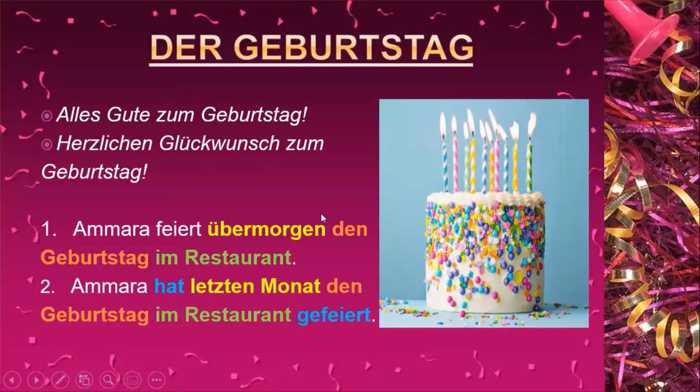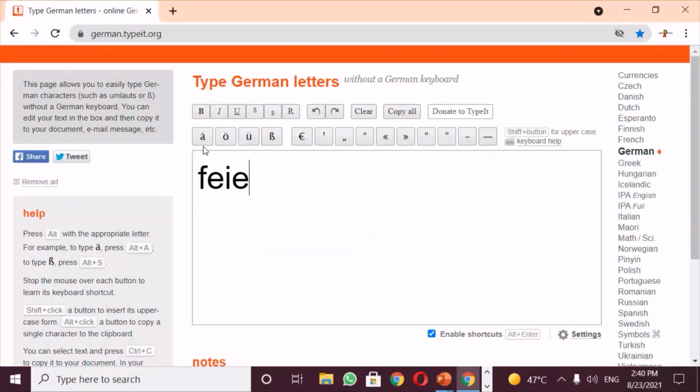So I will show you two sentences, one in the present tense and one in the perfect tense, with a new verb feiern, which is used in both these sentences, and feiern means to celebrate. It is a regular German verb and will be conjugated like all regular German verbs. So for conjugation of regular German verbs and for some irregular German verbs, do check my tutorial 21.